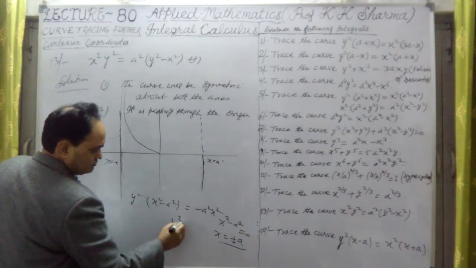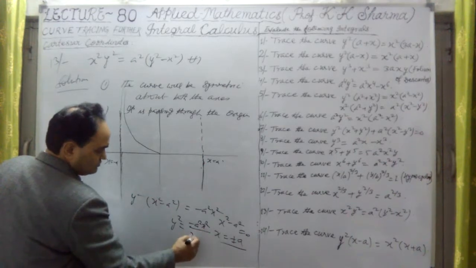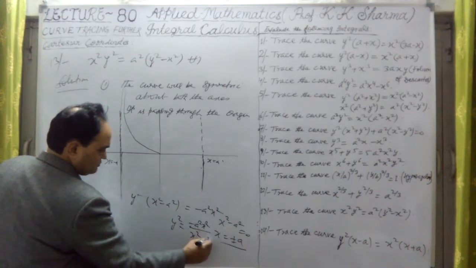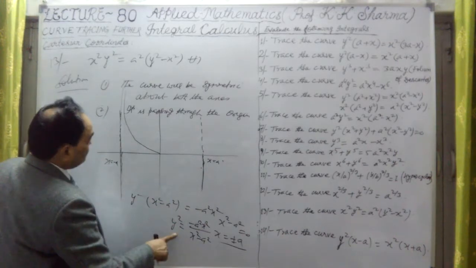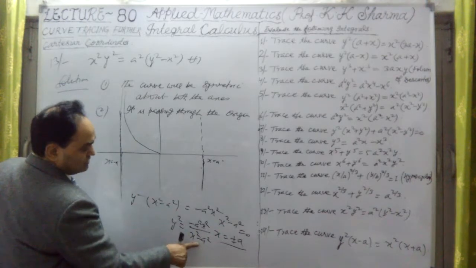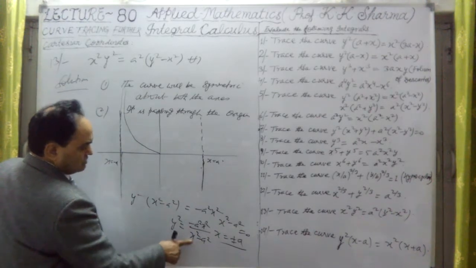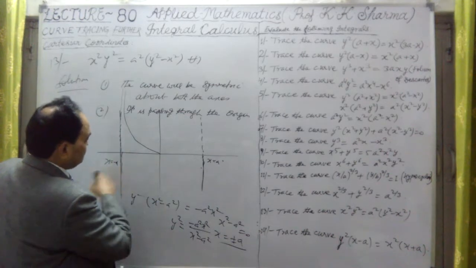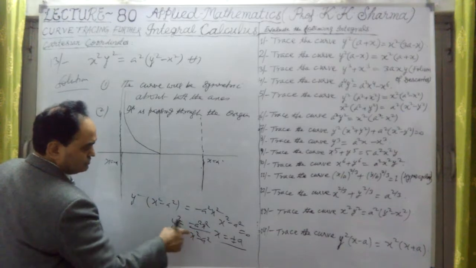Why? Because y square was equal to minus a square x square divided by x square minus a square. This is the value from this. Y is infinity when x tends to minus a. X square is numerically equal to a square, so it will be a square minus a square, 0.